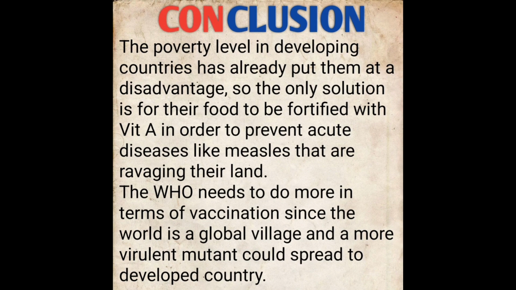By way of conclusion, the poverty level in developing countries has already put them at a disadvantage. So if I should recommend, the only solution that comes to my mind is for food in developing countries, or imported food or whatever, to be fortified with vitamin A in order to prevent acute diseases like measles that are ravaging their land. WHO also needs to assist in terms of vaccination, because these things are beyond the reach of some of these poor nations. And since the world is a global village, a more virulent mutant could spread to developed countries.